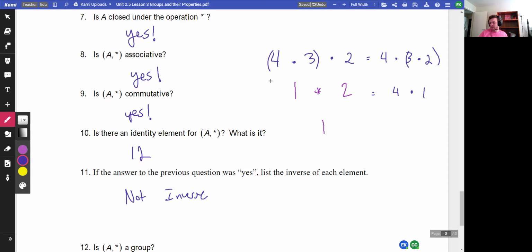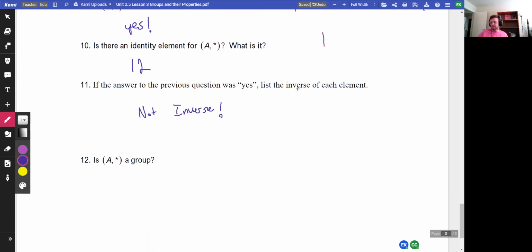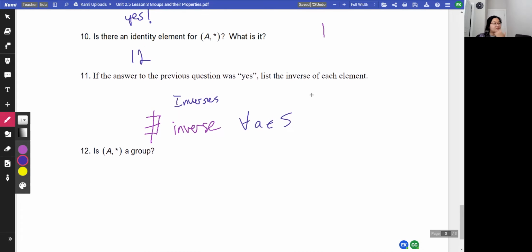How should I phrase this? There does not exist an inverse for every element. I'm just reading it. All right, is it a group? There doesn't exist inverses for all elements A in the set. Yep. Wait, is it a group? No. Because we don't have the inverse thing.